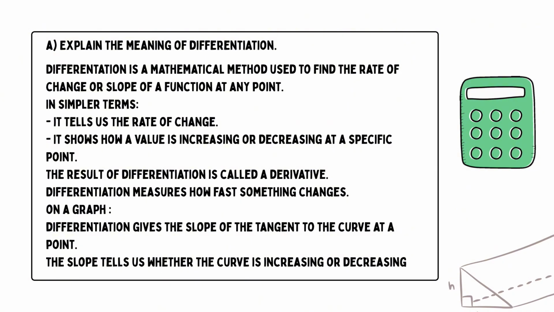Differentiation measures how fast something changes. On a graph, differentiation gives the slope of the tangent to the curve at a point. The slope tells us whether the curve is increasing or decreasing.